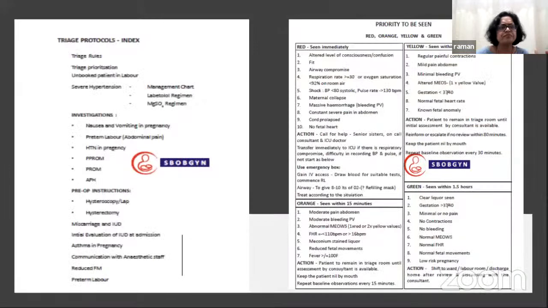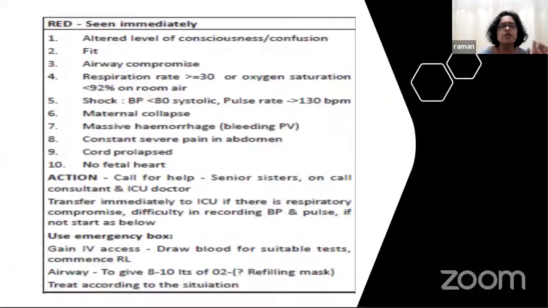We also have set triage protocols, both as a soft copy and a hard copy, so that if there is a doubt, they can always go back. And the priorities are very clear. If it's red, they're seen immediately. And what becomes a priority? Anybody with a seizure, anybody who's in shock, anybody with altered consciousness, all of them fall in the red category, so they have to be seen immediately. It also gives you the action which needs to be done. You call for help, you put in an emergency line, give them oxygen, so that whoever is the first responder is able to do this.